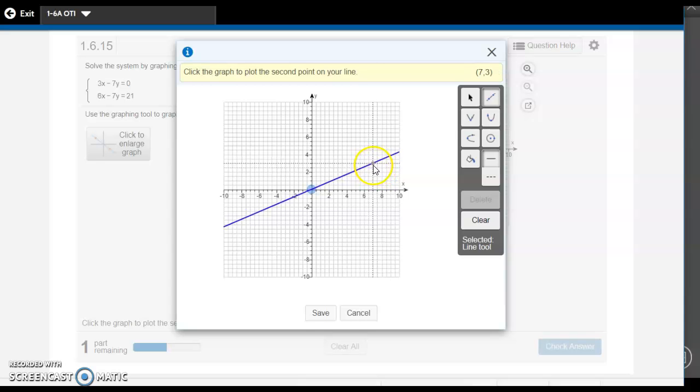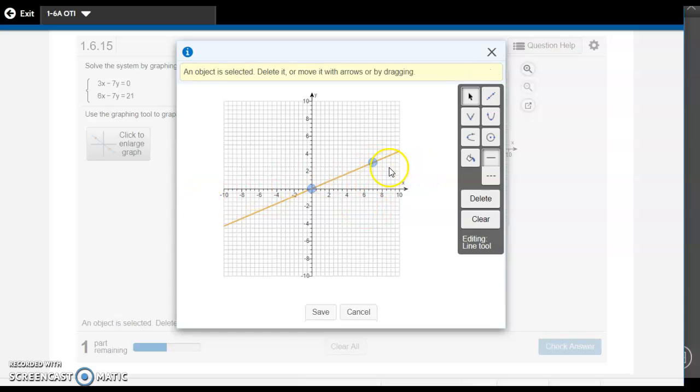7, 3. There we go. And if you haven't noticed, when you're plotting points, you can go look up here. Like this spot right here shows you the coordinate that you're at. Okay? So again, we're going to kind of run into the same problem here. So if we do the same route, I'll just show it to you again. Let me write it down.